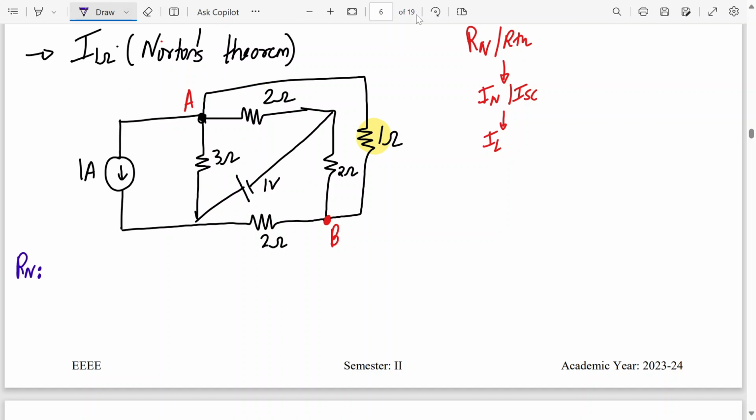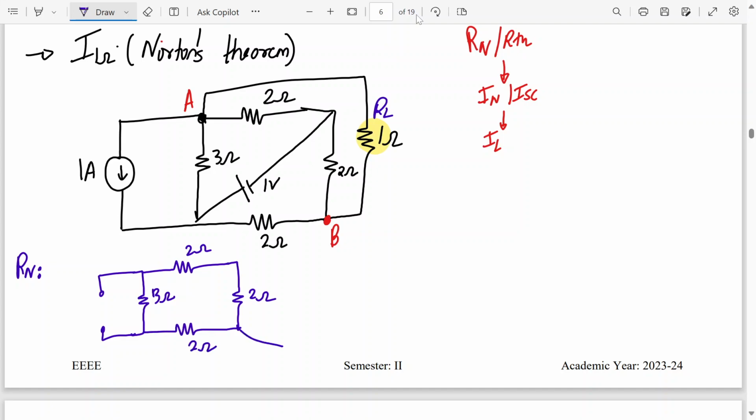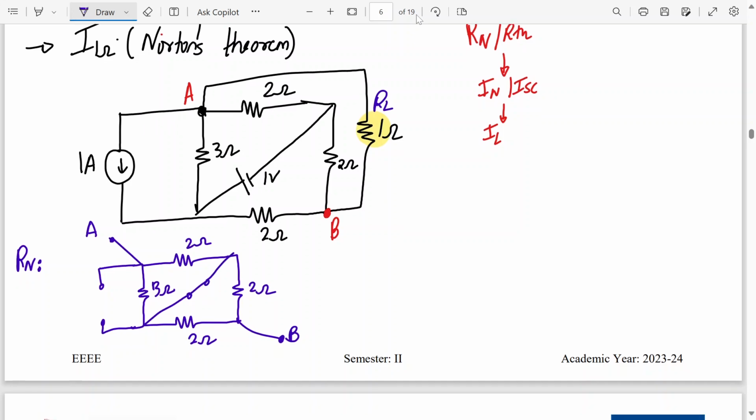So remove the load. So this is RL. Remove 1 ohm resistance and redraw the circuit, deactivating all sources. So this 1 ampere will go. This 1 ampere will become open circuit. Then here we have 3 ohm resistance. Here we have 2 ohm. Here we have 2 ohm. And here we have 2 ohm. This is point B. This is A. And RL is open. And here there is a short circuit, right? Now tell me, how will you solve this further?